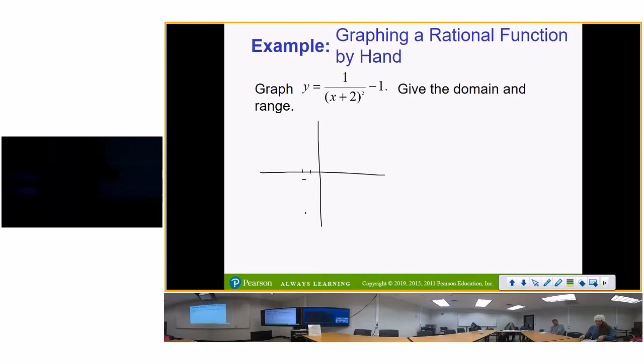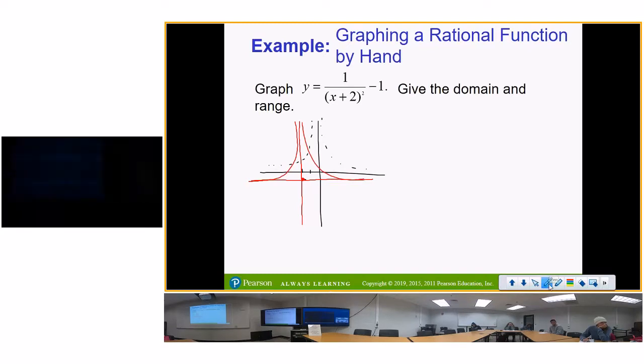So instead of drawing my graph like this, that's my parent graph. My new origin is going to be where? It's going to be at this new point. So I'm going to draw my, here's my new origin right here. So I'm going to draw my new axes right here, and my graph, this dashed line, is now going to be right here. So now I have a vertical asymptote of whatever your horizontal shift is.